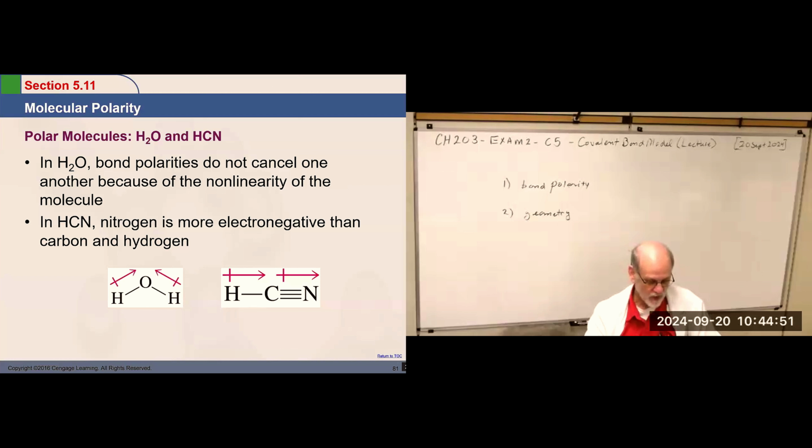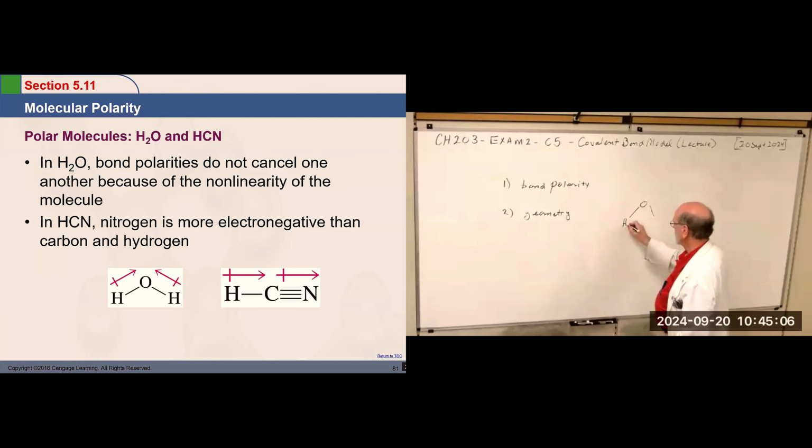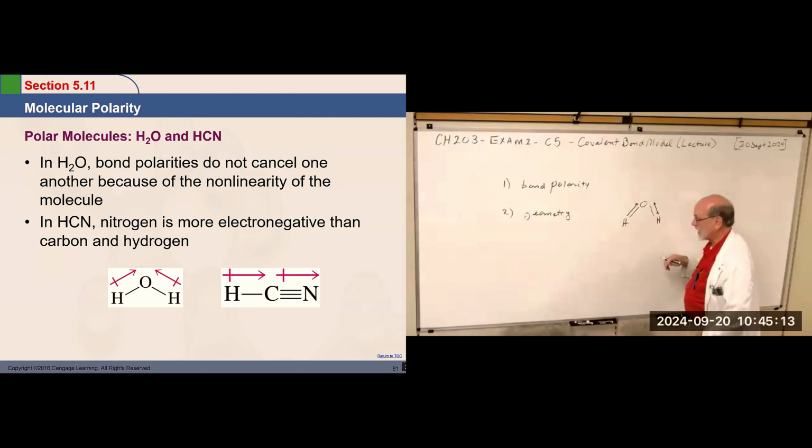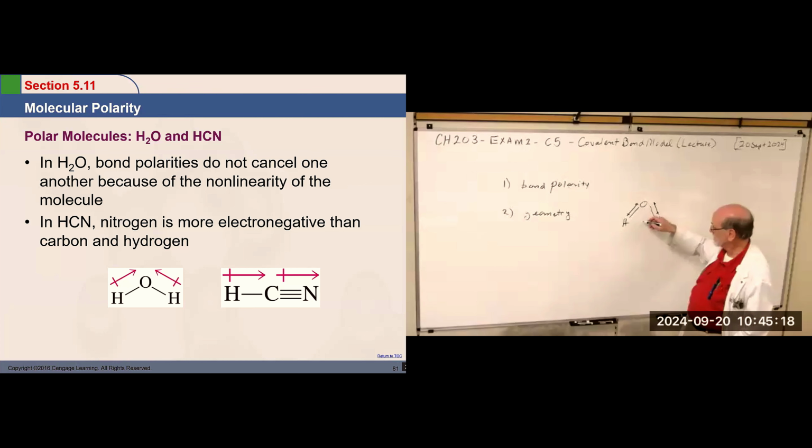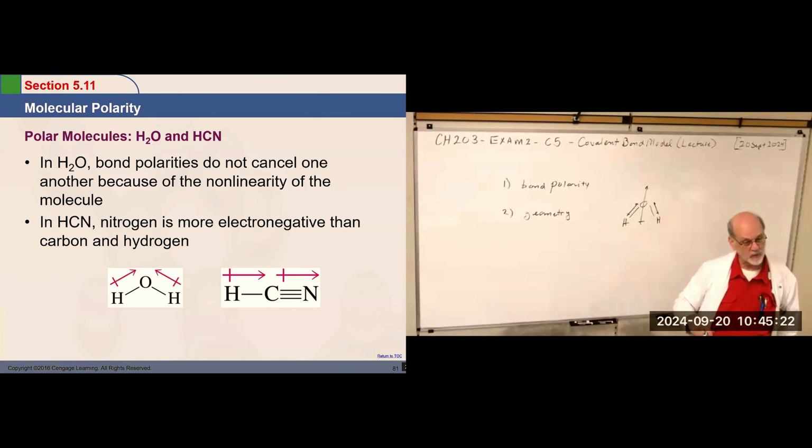Okay, I mentioned water before, right? It's a bent molecule. The bonds are polar, but they're offset from one another, so they reinforce. And to demonstrate that vector concept, if we have something like this and like that, they're not canceling each other, but they're actually adding by vector addition. And that makes the overall molecule polar in that direction.